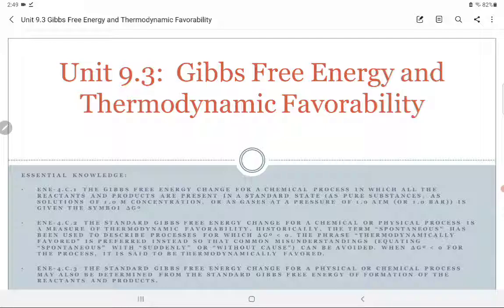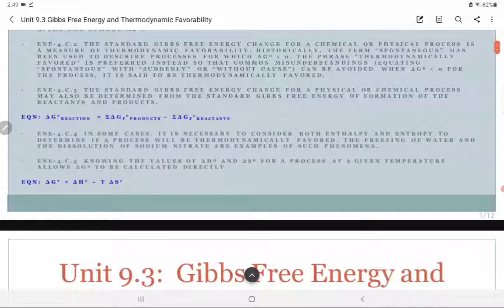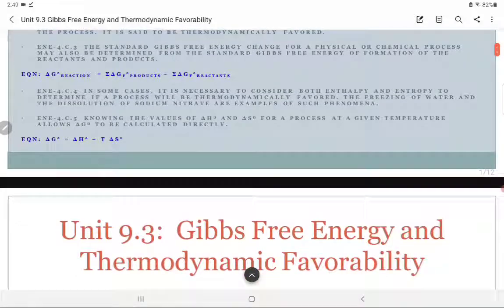Delta G can be used for a lot of things, and there's some things that you'll use it in physics, but what we're going to use it for is to make a prediction about the thermodynamically favorable reactions versus the non-thermodynamically favored reactions. And we're going to use a couple different equations.